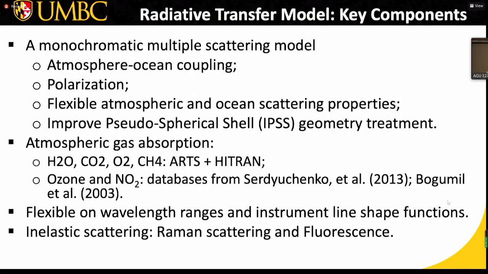With that, the strategy is that we base our work on a monochromatic multiple scattering radiative transfer model. The core features of the model include the exact atmosphere-ocean coupling and polarization, and flexible atmosphere and ocean properties. It also has a newly added improved pseudospherical treatment of the Earth's atmosphere. We include the effect of gas absorption. You see the molecules here, and I will talk about how we do that exactly a little bit later.